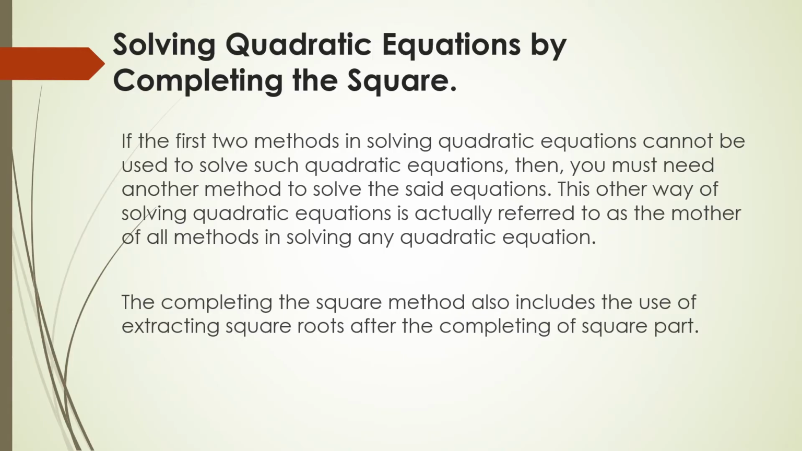Now, in this method, completing the square, if the given is not applicable to extracting, and also not applicable to factoring, that is the time that you will use completing the square. And completing the square is the combination of extracting and factoring. So, it means, when you solve by completing the square, extracting and factoring will come in here.